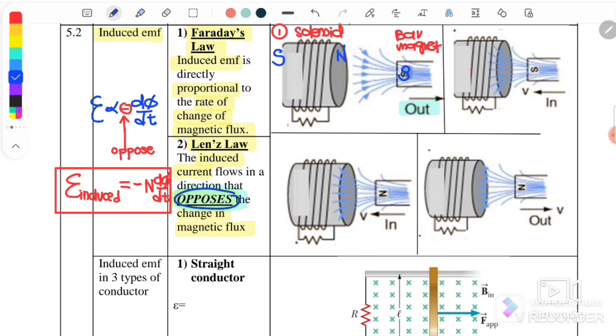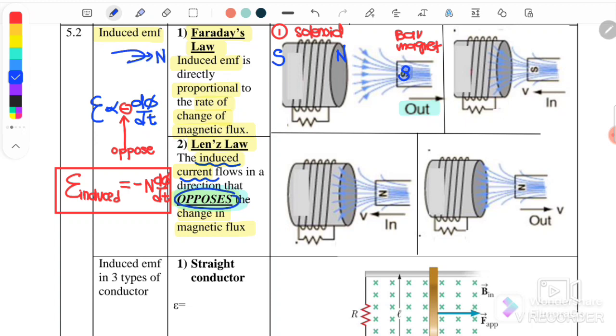So this solenoid will become an electromagnet, where it will induce the current to try to oppose the change. When the bar magnet is moved away from the solenoid, it will produce an induced current. We must use the right hand grip to determine the direction.